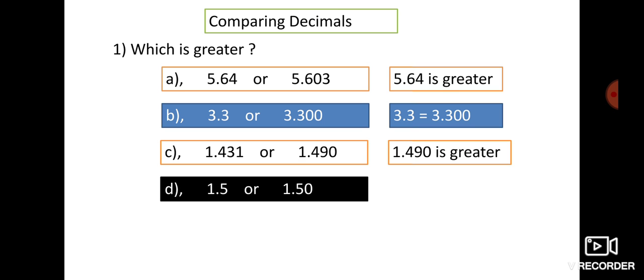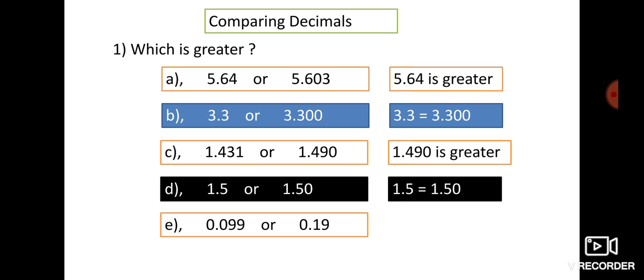D question: 1.5 or 1.50. First the whole part is 1, here also 1. No difference. Then after the point, the first digit is 5, here also 5. This is also the same. Then after the decimal point, the last digit is 0. It has no value. So this number becomes 1.5. Both are 1.5, which is equal.